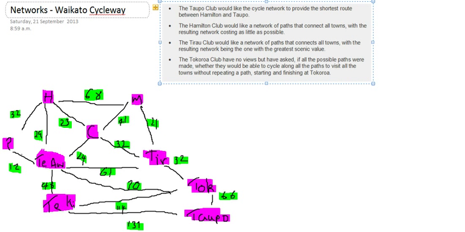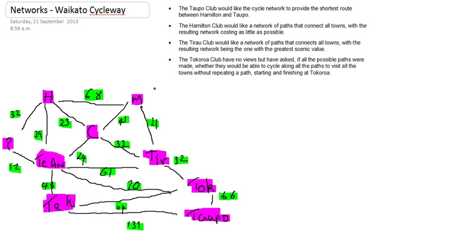Now I've got four parts of this task. The Taupo class want it to be the shortest route between Hamilton and Taupo. The Hamilton Club want a path to connect all the towns, the resulting thing costing the smallest amount. The TRL want the network paths to connect all the towns, the resulting network being one of the greatest scenic value. And the Tokoroa Club have no views, apart from they would like to know if they could start and finish by visiting all the towns without repeating a path, starting at Tokoroa.